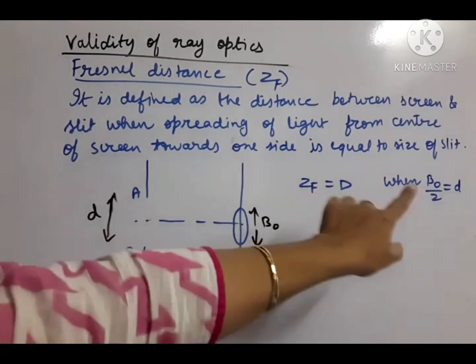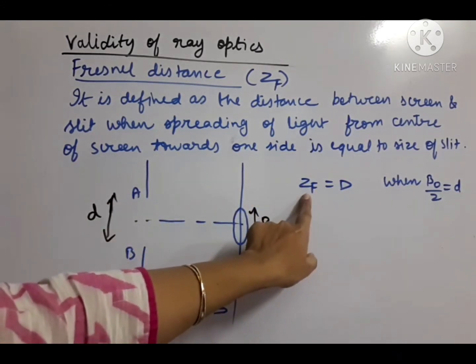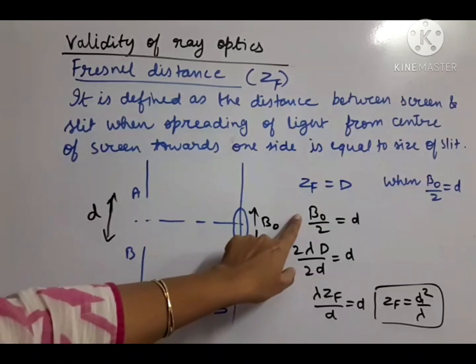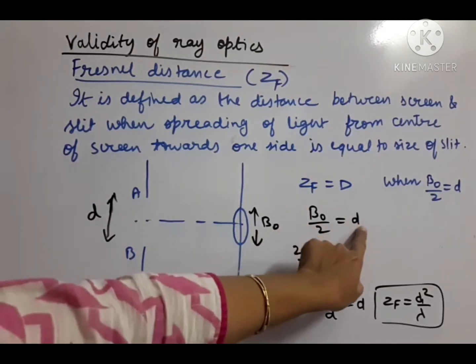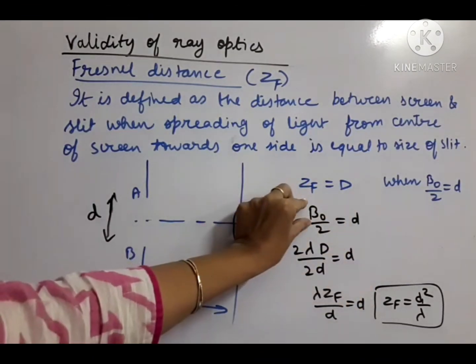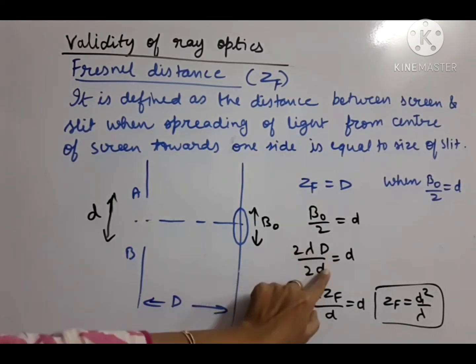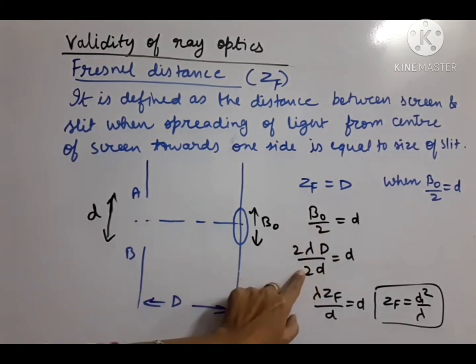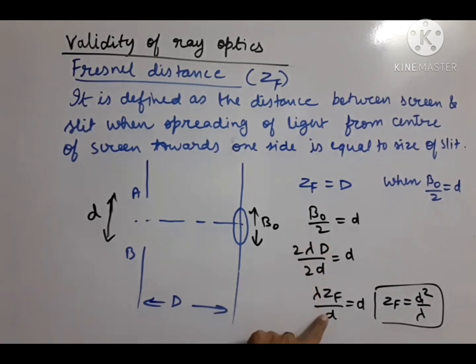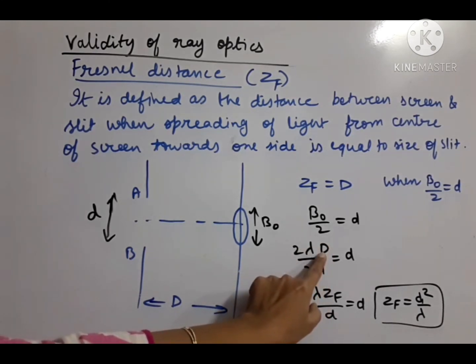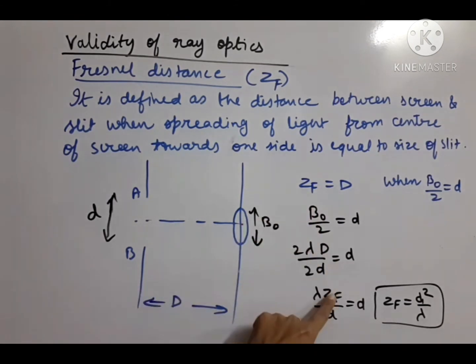So using these two points, let us make the ZF formula. Beta 0 by 2 equal to d. Beta 0 formula we already know: 2 lambda capital D by small d. The 2s get cancelled. Now lambda D by small d is remaining. That time capital D we call ZF, so we have replaced it. Here small d is already there, so the ZF formula will become d square by lambda. So this is the formula of Fresnel distance.